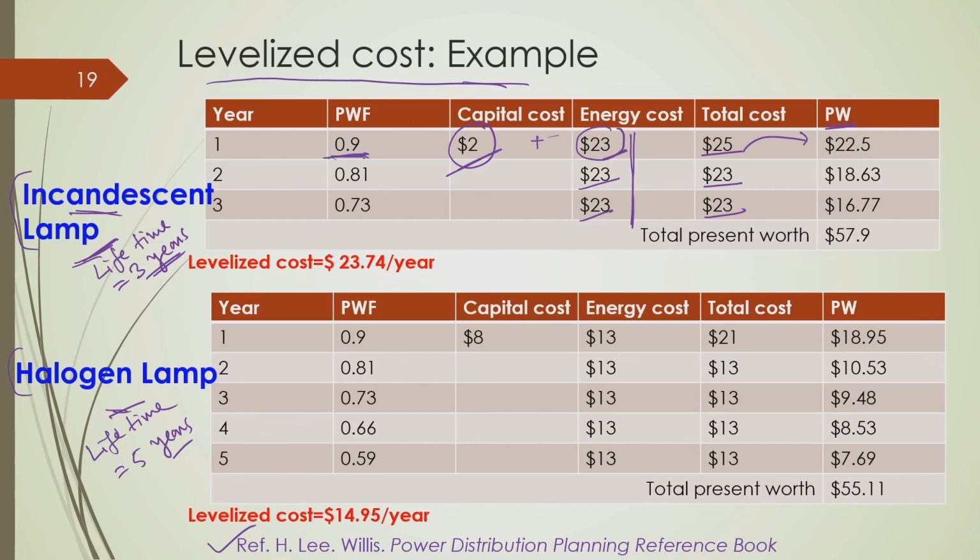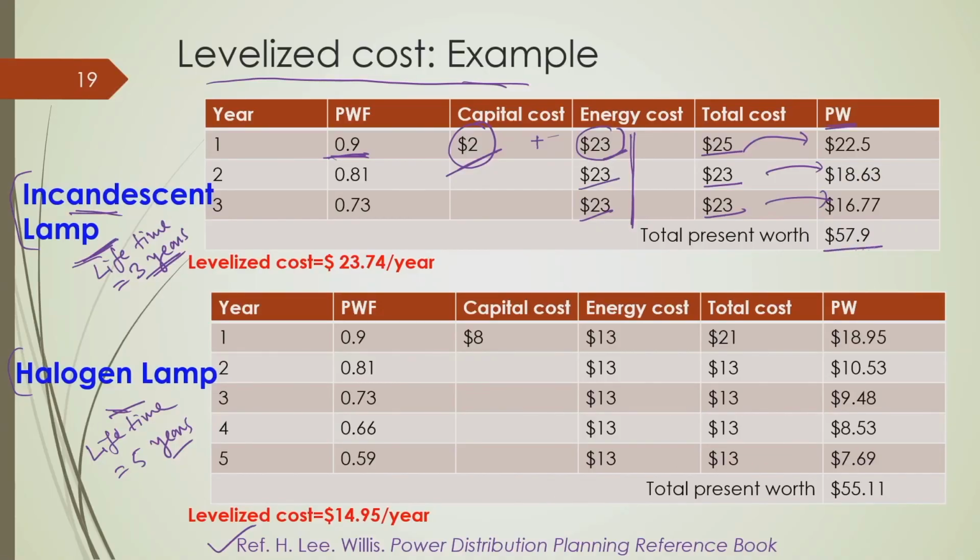Okay. Now, if you convert this cost to the present worth by considering this present worth factor is 0.9, you get the corresponding present worth dollar. Okay. And if you sum up all this present worth dollar, it will give you total present worth of around $57.9. Now, with this present worth, if you determine the levelized cost, you get a levelized cost of around $23 per year in a span of 3 years. Okay. After that, we need replacement.